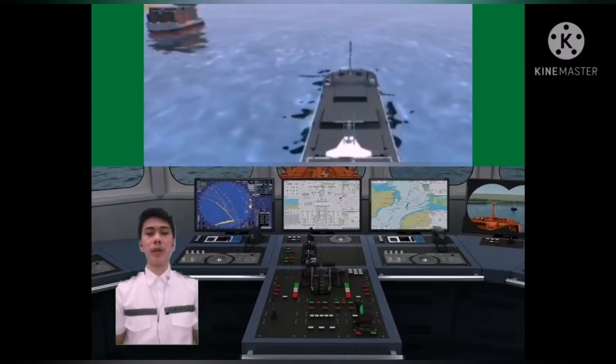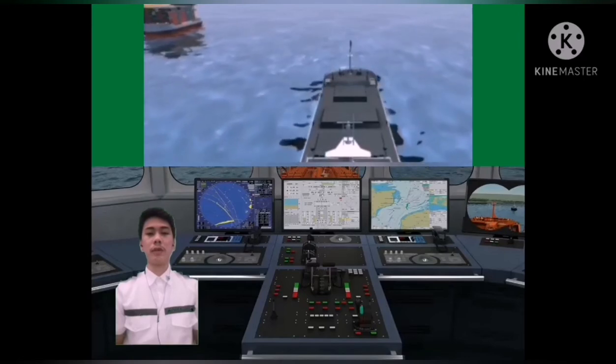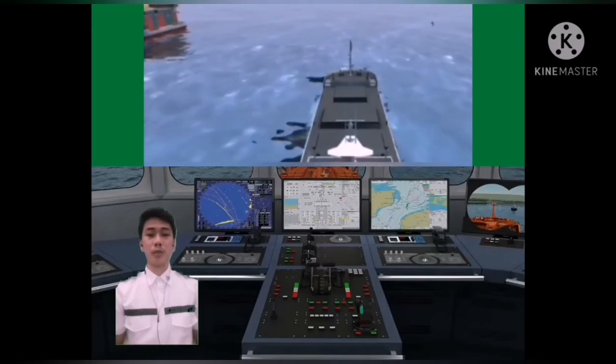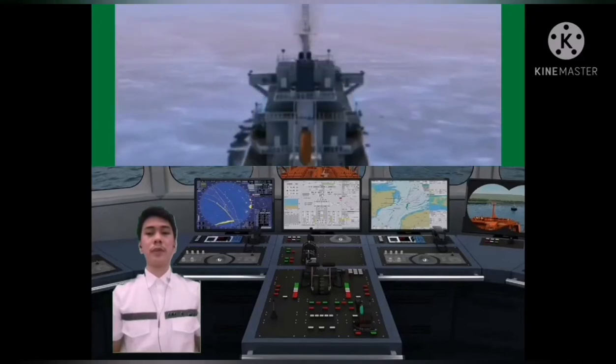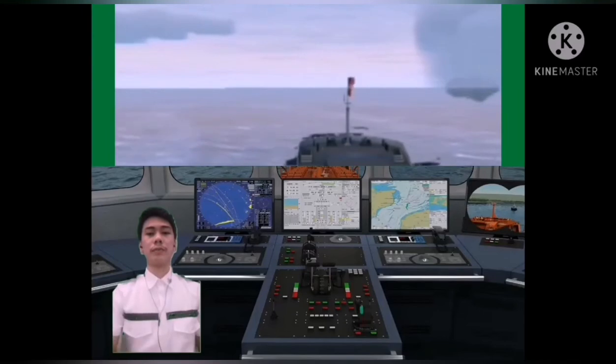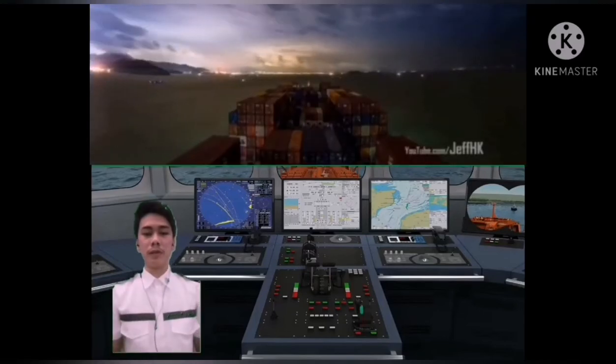Then we monitor the surroundings up until we pass each other in our port side. As we have a safe clearance, go back to our original course. So that's all. Thank you.